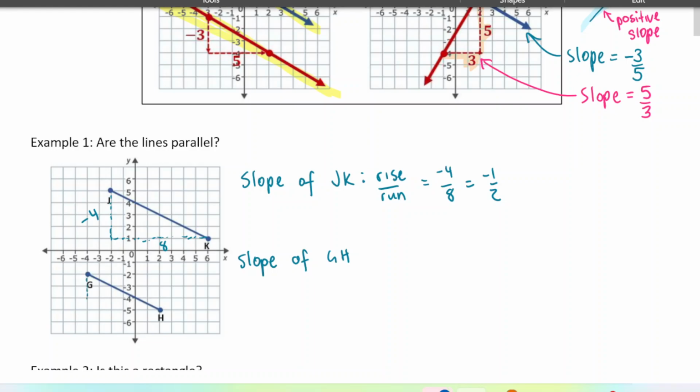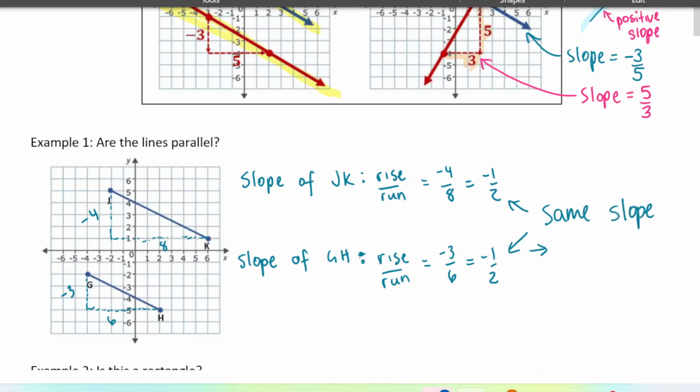Let's see. 1, 2, 3. 1, 2, 3, 4, 5, 6. Rise over run. -3 over 6. Upon first inspection, it doesn't actually look like they're the same, -4 over 8 versus -3 over 6, but if we reduce it, we do see that these are the same slope. And so, in fact, they are parallel.